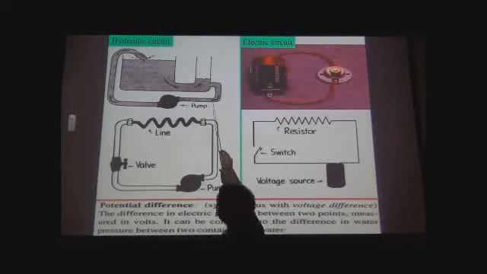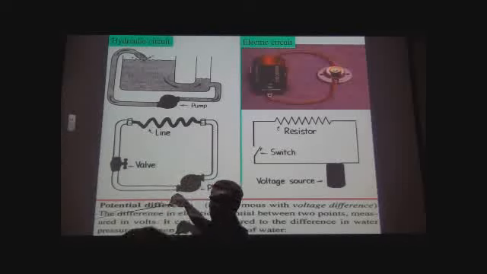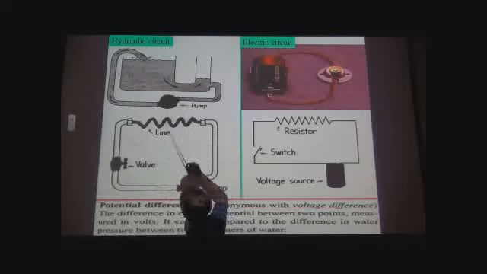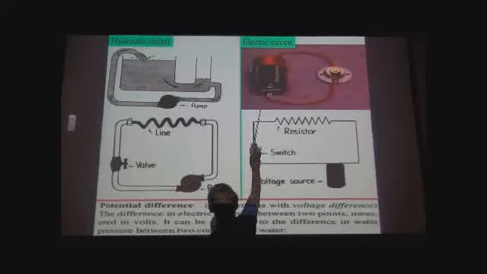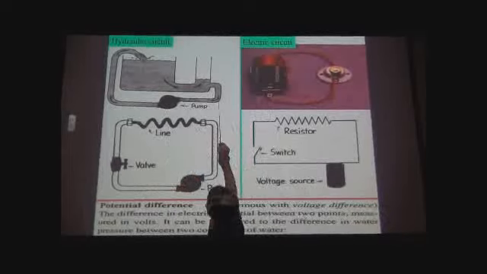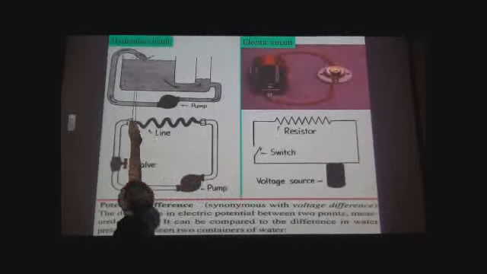And what happens is the water gets pumped around in a circuit. It goes up through the fountain, comes down, right? So in a situation like that, the pump is acting like the battery. The pump is pumping the water up to a higher potential energy into the top here.